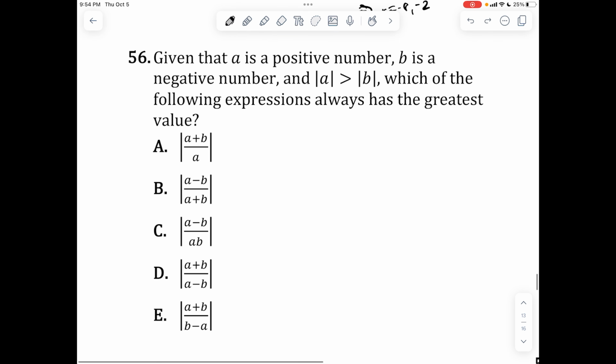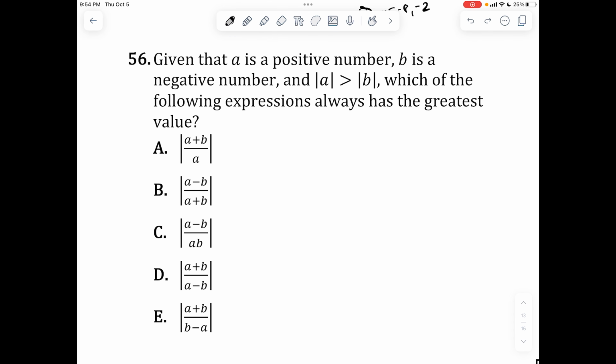Given that a is a positive number, b is a negative number, and the absolute value of a is greater than b, which of the following expressions has the greatest value? So let's just say, to make this true, a is equal to 3, b is equal to 2, and b is a negative number. Okay? So this is going to give you 3 minus 2 over 3, which is going to be, actually, let's pick some better numbers. Let's just do a equals 10, b equals -5.